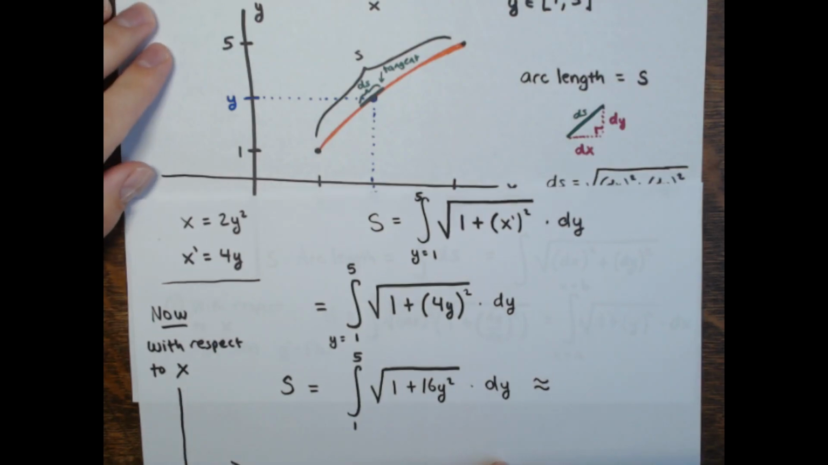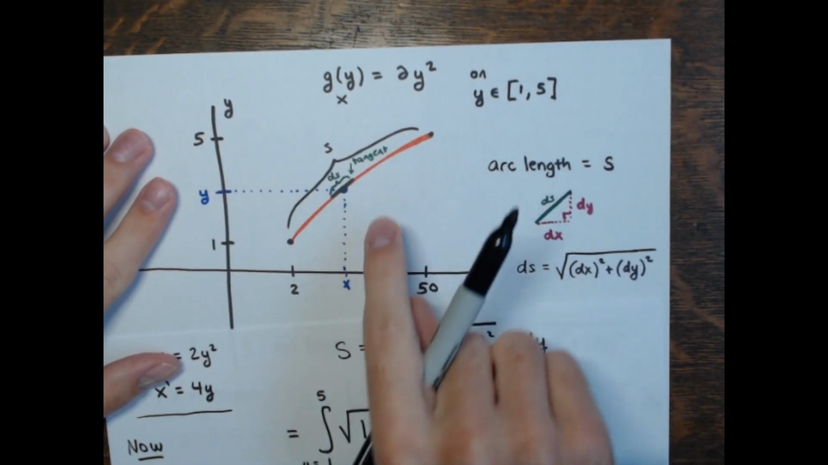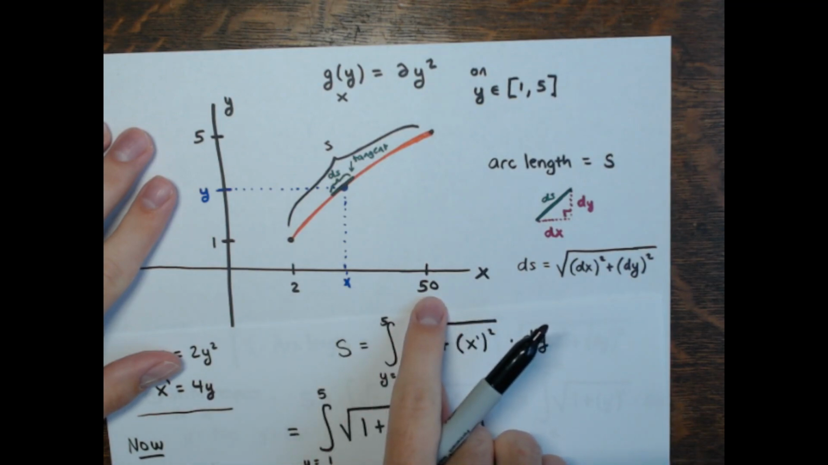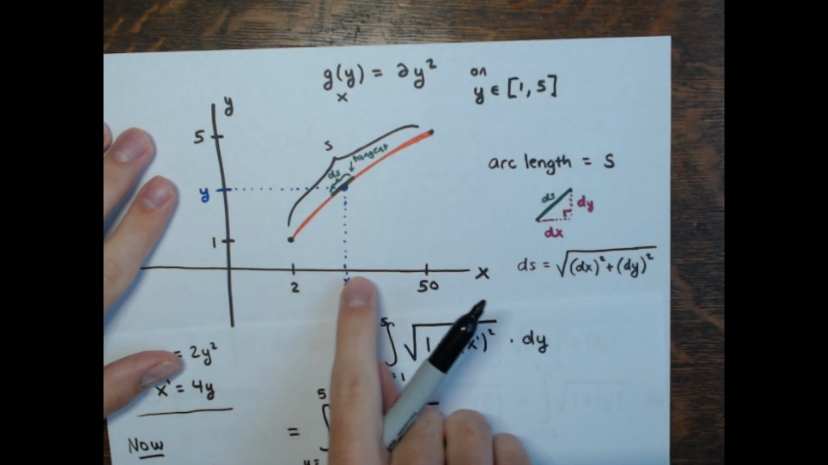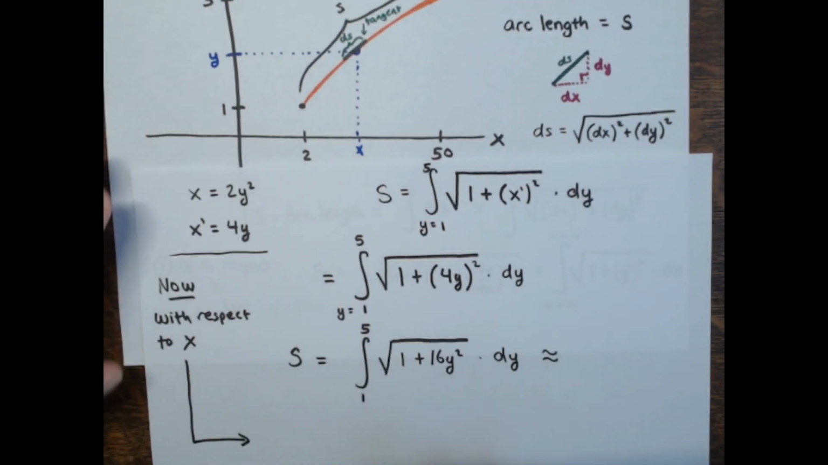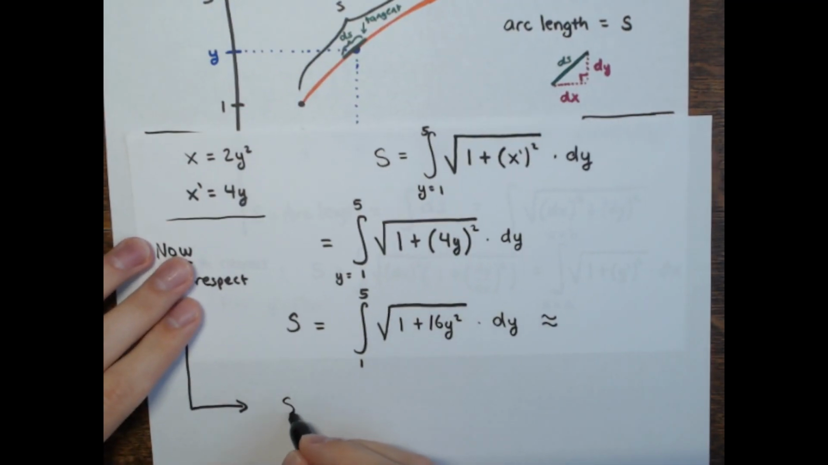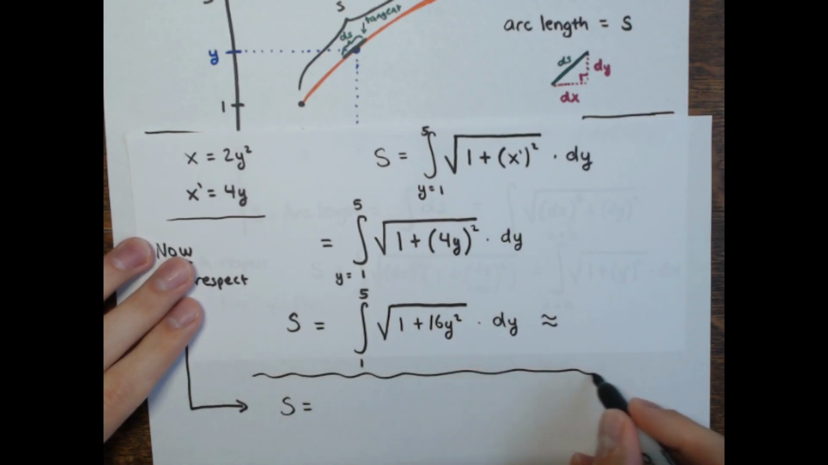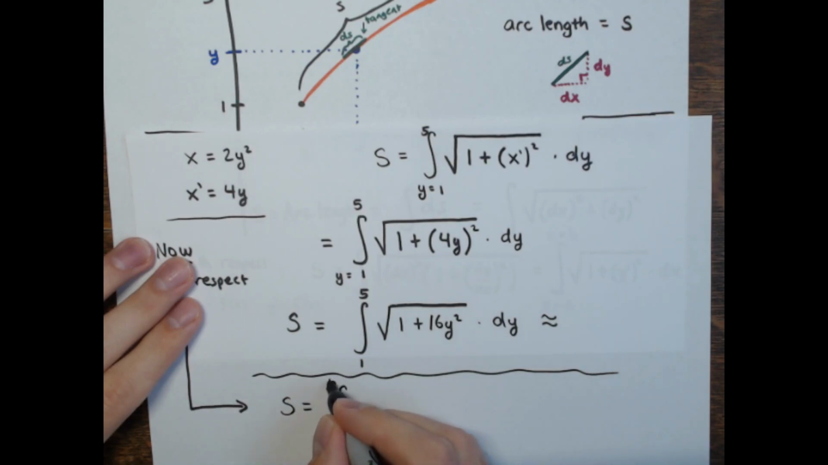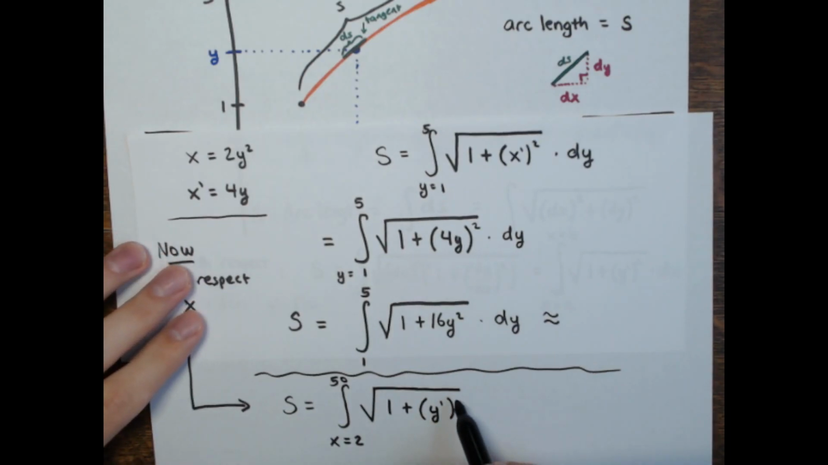Now, when I do it with respect to x, remember this piece of curve that I drew is from x equals 2 to x equals 50. So when I set up the limits of integration, it's going to be from 2 to 50. So we have s equals the integral from x equals 2 to 50 of the square root of 1 plus y prime squared, where we're going to try to get y in terms of x, and then times the dx outside here.